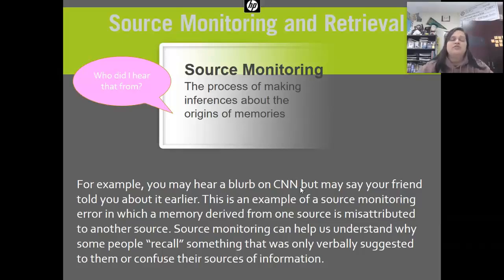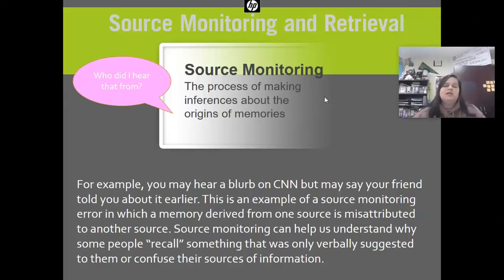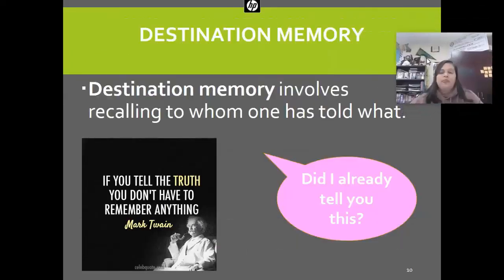Source monitoring is when you're trying to figure out the origin of the memory. So let's say you hear a random fact about politics. Where did you hear that from? Was it from something you saw on CNN? Was it something you saw on an Instagram post? When you're trying to figure out where the information came from, then that is source monitoring.